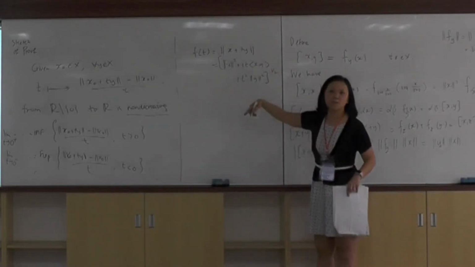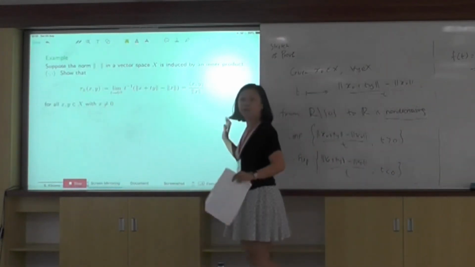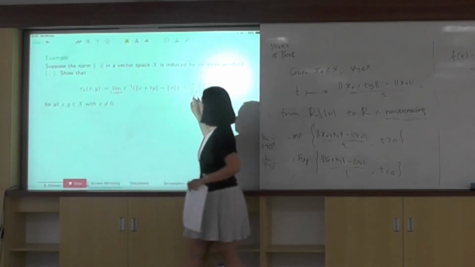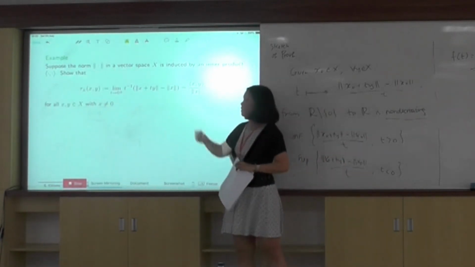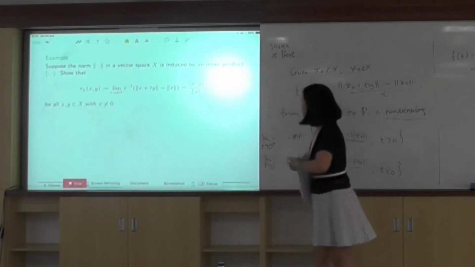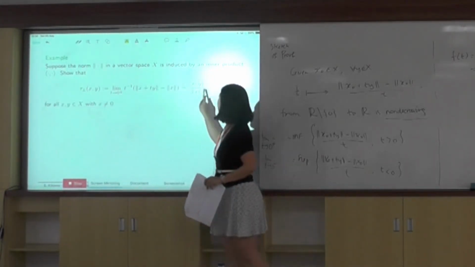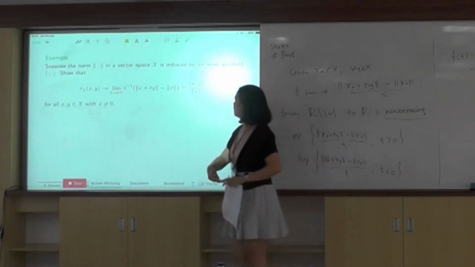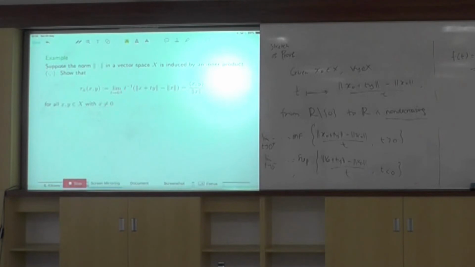You take the derivative with respect to t. Here left and right are the same thing, and you will get that the derivative at 0 will be exactly this. So use that, and you will get that the tangent functionals, as we call them, are the same from the left and from the right, and equal to inner product xy divided by the norm of x. Of course, because we're dividing by the norm of x, I give a restriction that x is not 0. So just try it, and see if you get that identity.